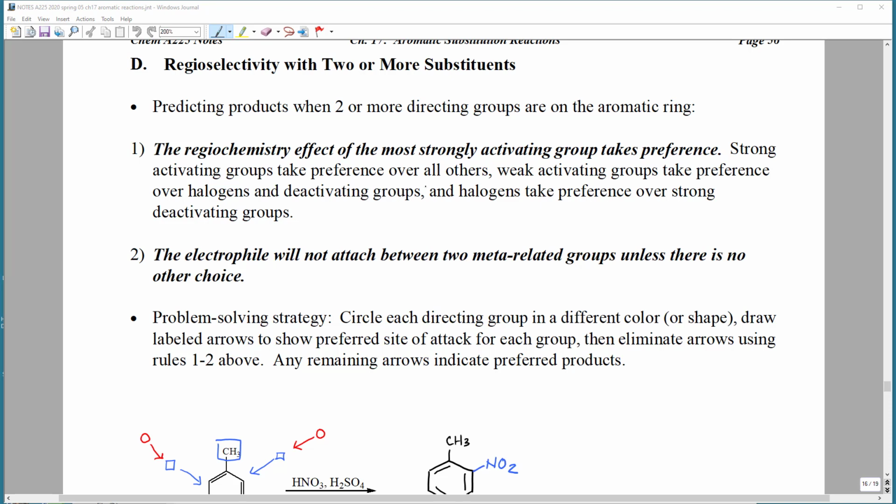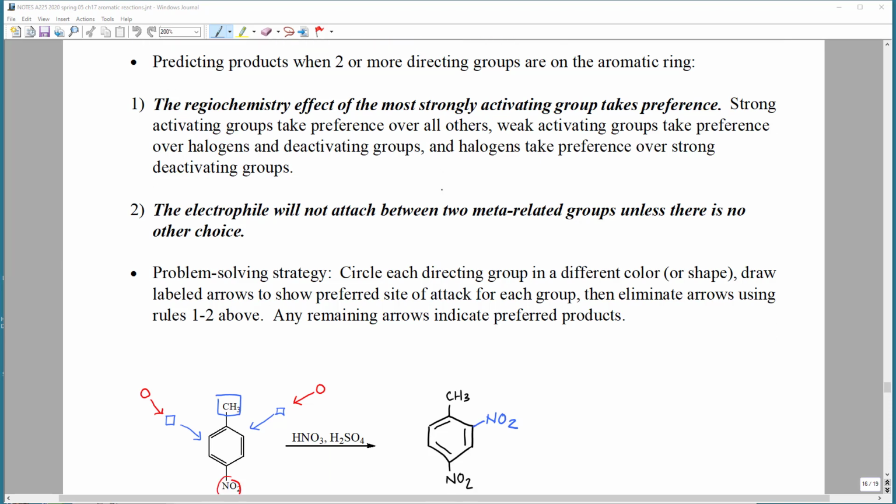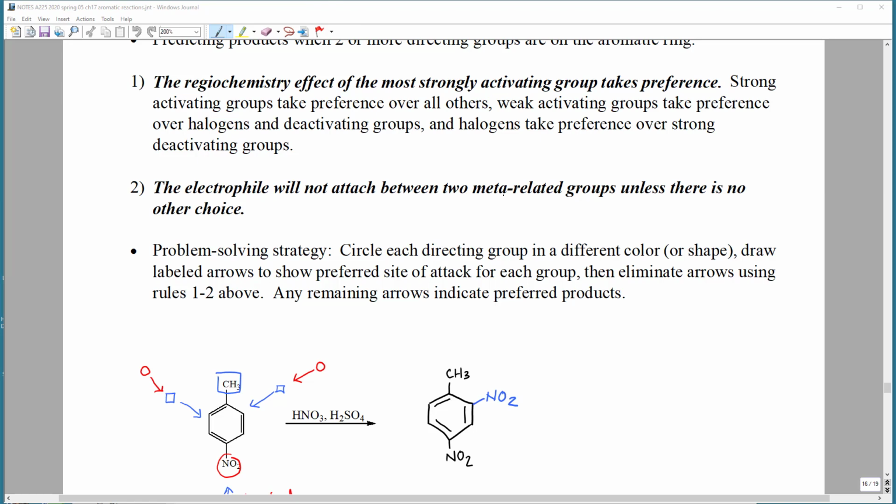The other thing that we need to be aware of is that there is a steric hindrance effect when we have groups that are meta to each other already attached. So if we have two groups that are meta to each other, it's going to be very hard to fit the electrophile between those groups. It's not impossible, but it's going to be less favored. So if there are other options, the group will go somewhere else. If the only place it can go is meta, then it will actually go in between those two metas, it will go in between them.